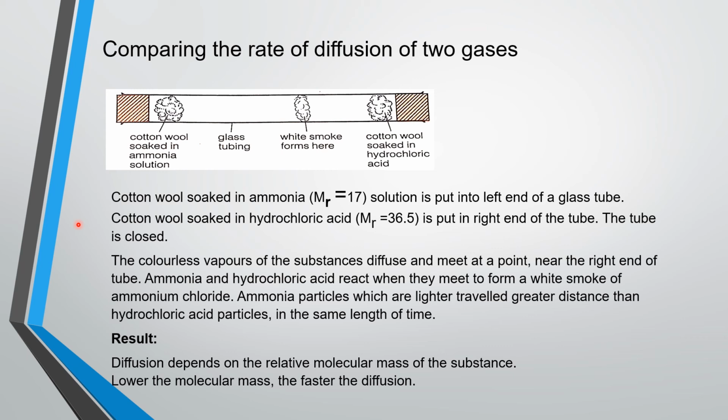Ammonia particles, which are lighter, travel a greater distance than hydrochloric acid particles in the same length of time. Result: diffusion depends on the relative molecular mass of a substance. The lower the molecular mass, the faster the diffusion.